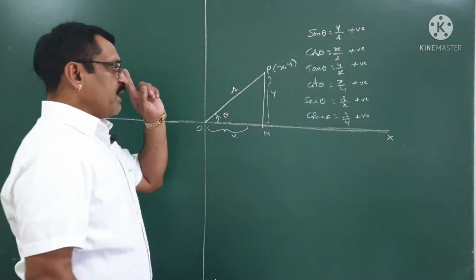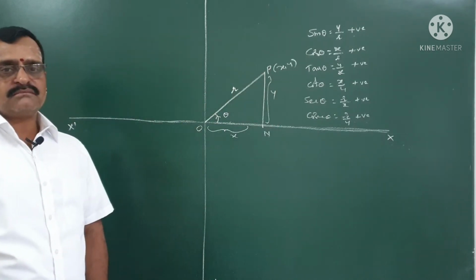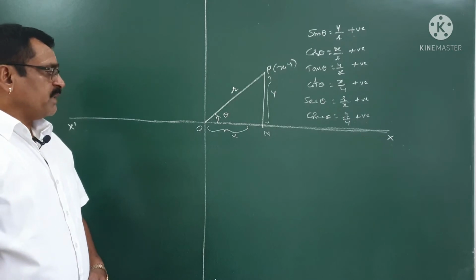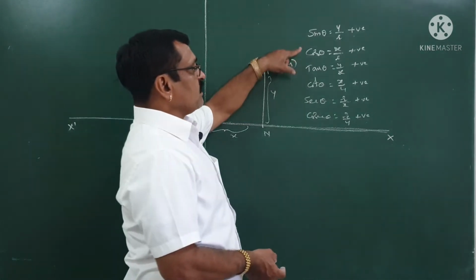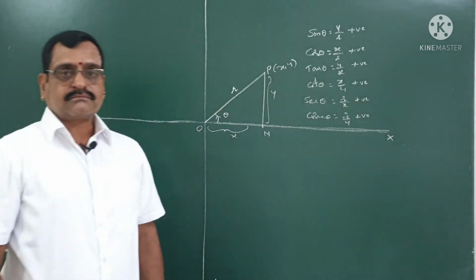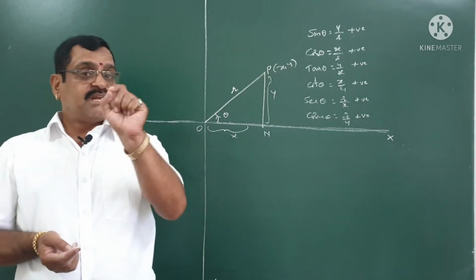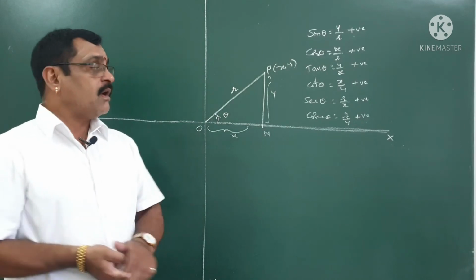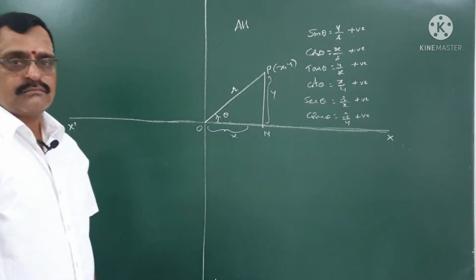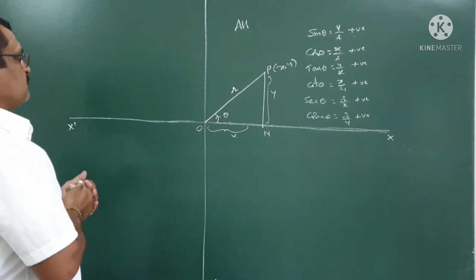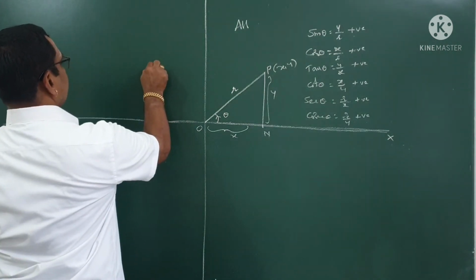That means if the point P lies in the first quadrant, the angle NOP is theta. Based on this, all the trigonometric ratios are positive. That means if theta lies in the first quadrant, or the point P lies in the first quadrant, then all the trigonometric ratios are positive. This is point 1. Next, I take the position of the point P in the second quadrant.